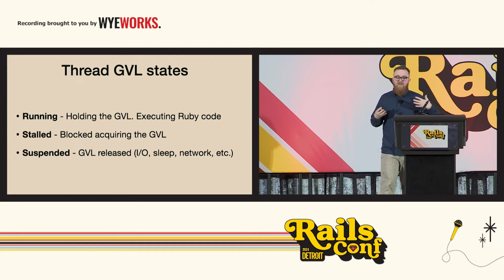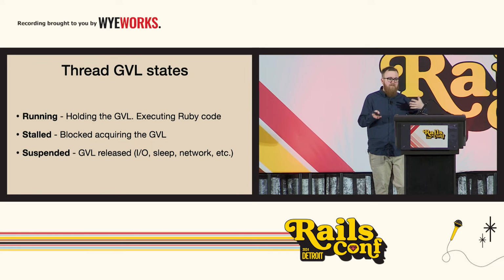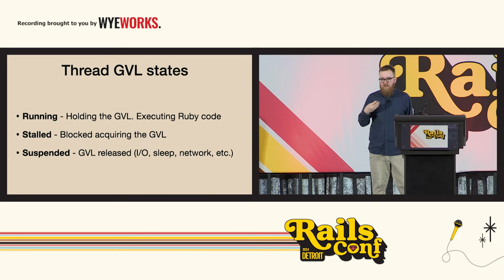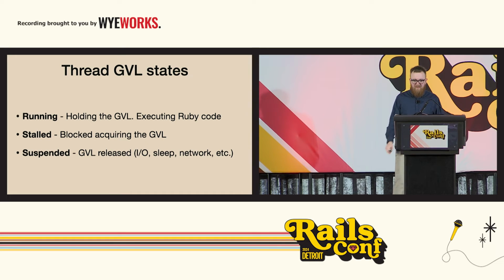So we represent the GVL in 3 different states. It's either running, holding the GVL, executing Ruby code. It's stalled. It's blocked acquiring the GVL because some other thread is running. Or the thread is suspended. It's released the GVL to do I/O, network, whatever.